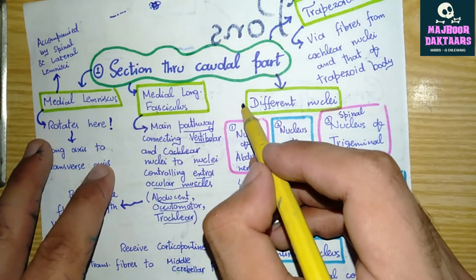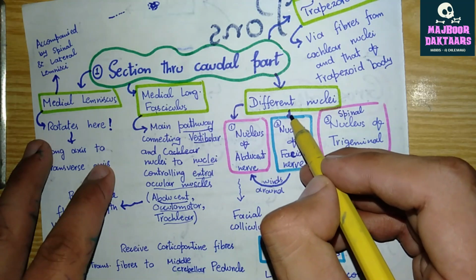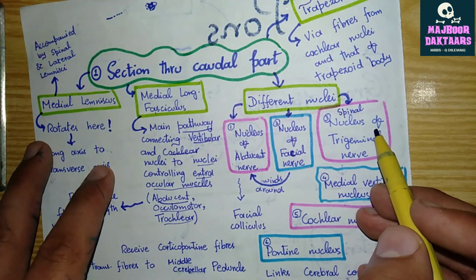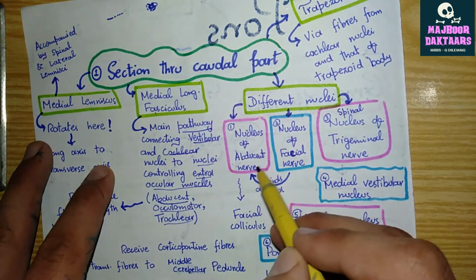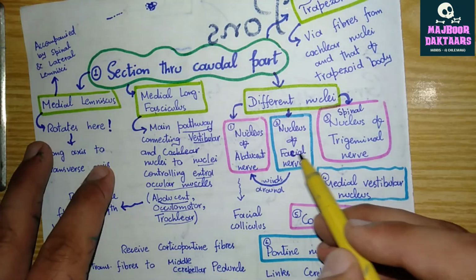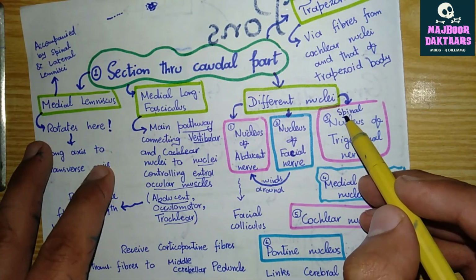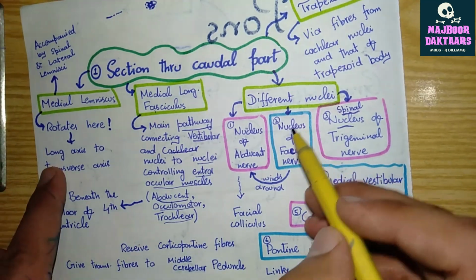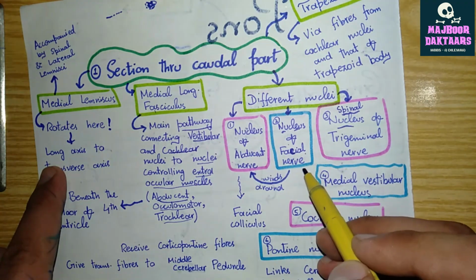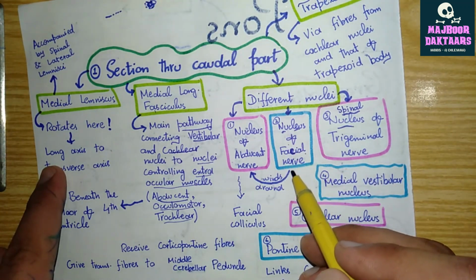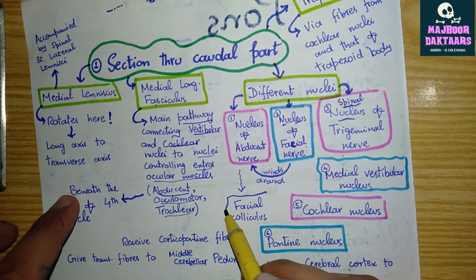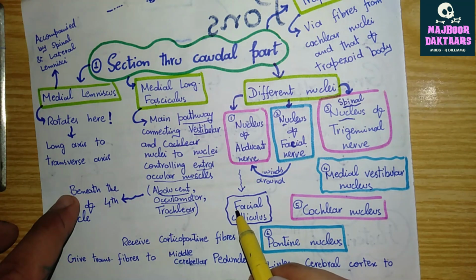Now the first nuclei we see are three nuclei which are present in the midline. Moving from medial to lateral, we have already discussed the nucleus of the abducens nerve, the nucleus of the facial nerve, and the spinal nucleus of the trigeminal nerve. Now the fun thing here is that the fibers from the nucleus of the facial nerve wind around the nucleus of the abducens nerve to form the inferior elevation, which we call the facial colliculus.